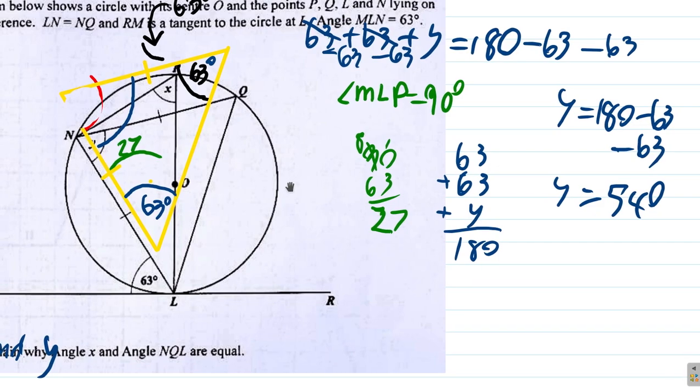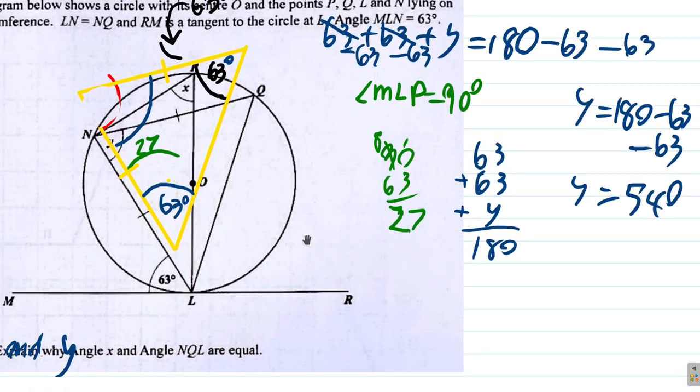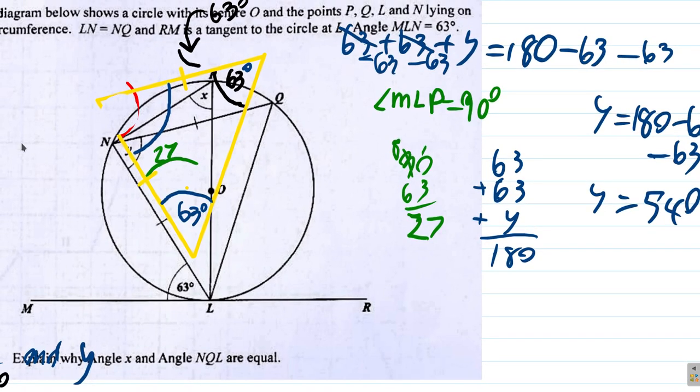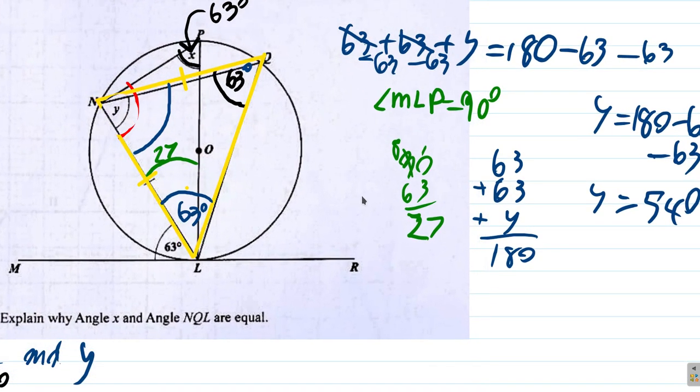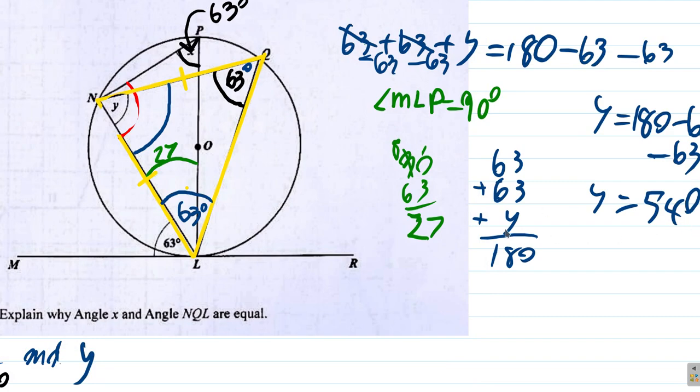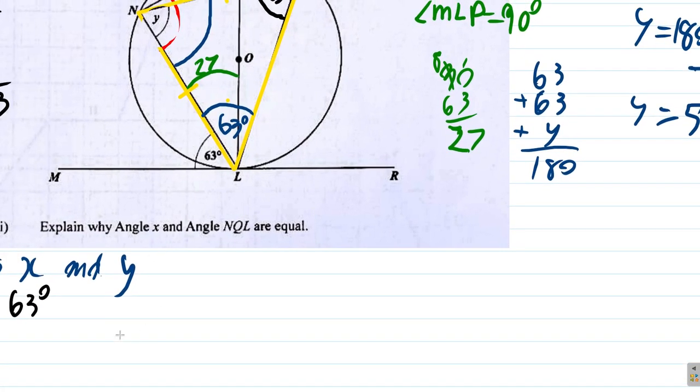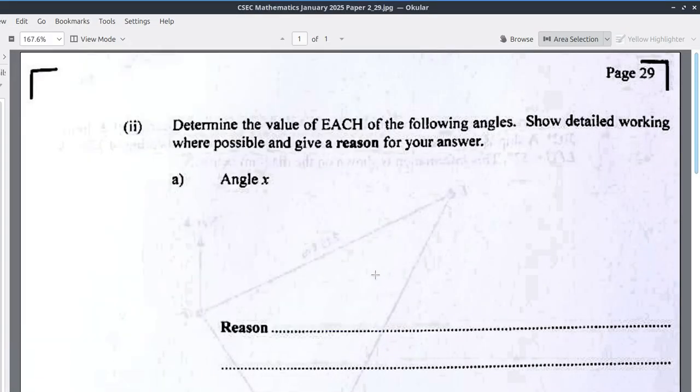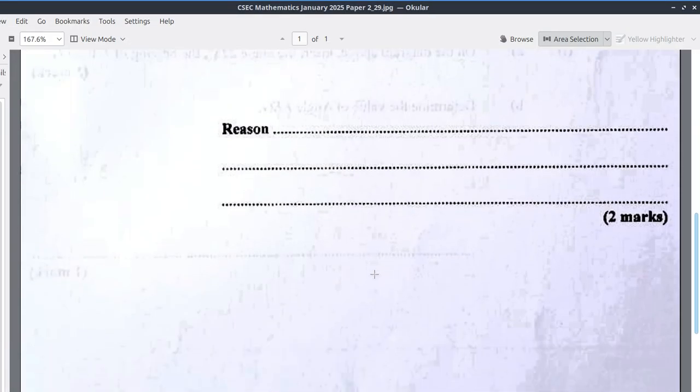Alright, I accidentally shifted this thing, you know. I shift it that way. Alright, good. So it's 54 degrees. So y is 54 degrees. So you see that? Let's see what else is going on.